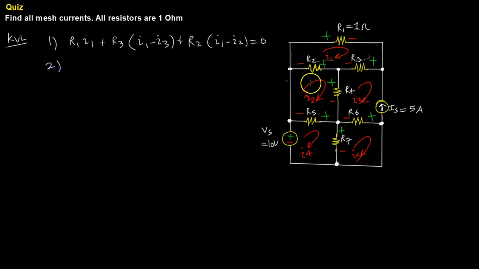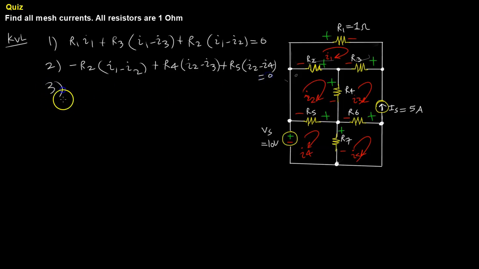Looking at the second mesh, I'm going to start here and see a negative R2, and the current is going to be I1 minus I2. Then I'm going to see a plus R4, and the current is going to be I2 minus I3. Finishing up this mesh, I'm going to say positive R5, times I2 minus I4, equal to 0.